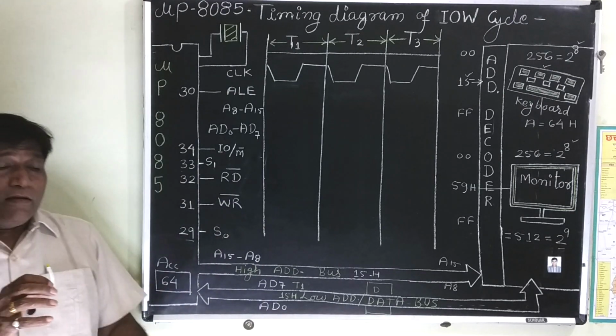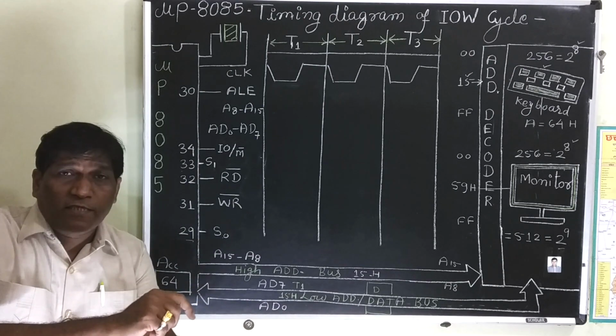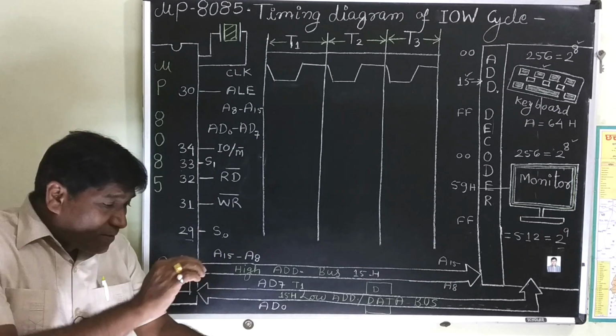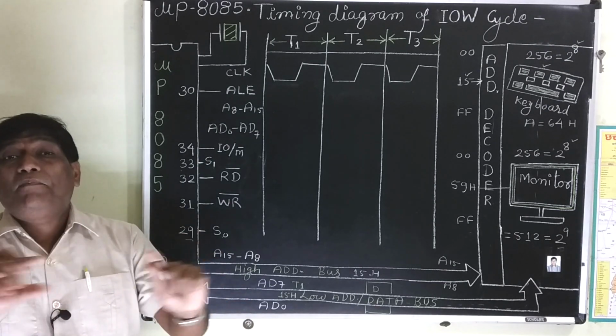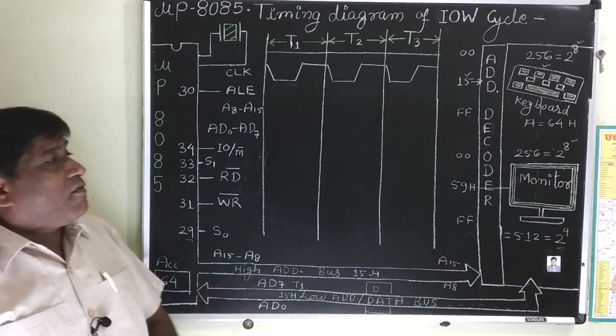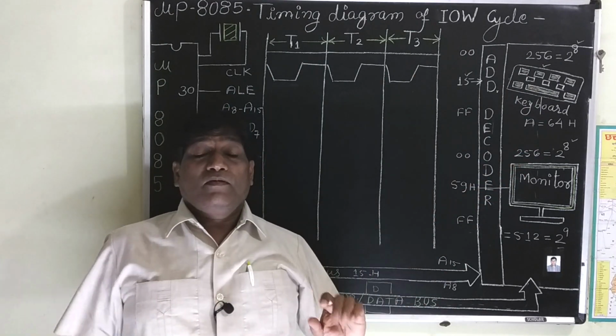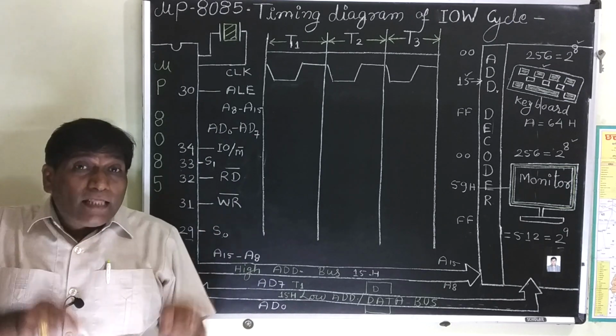What is the example? Suppose I want to write A on the monitor. What are we doing? We are pressing some key A. Whenever we press some key, A is not actually going. Actually, a combination of bits is going. And that combination, for example, we have taken as 64H. That is, 64H is a hexadecimal number which will be converted into binary.